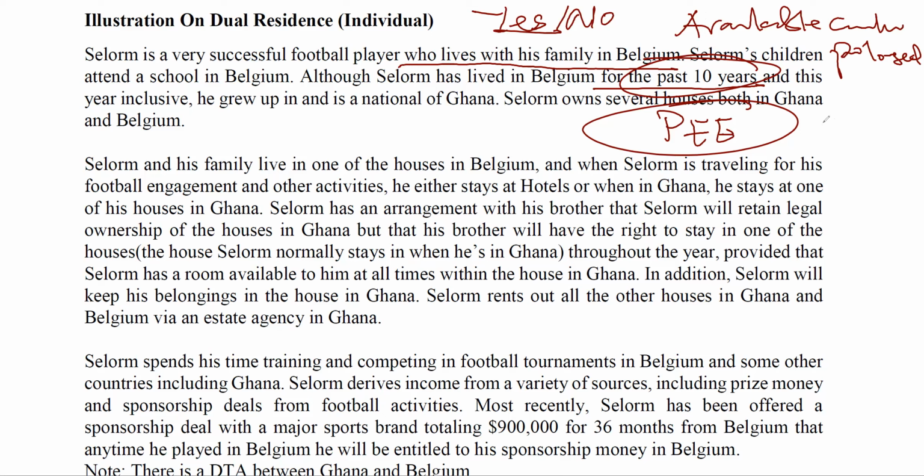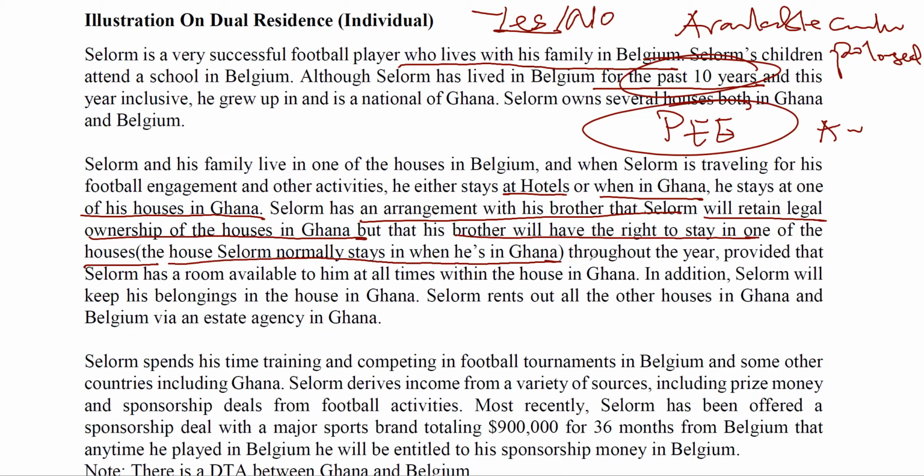A place available to him at all times. They said what? His family live in one of the houses in Belgium and he is traveling for football engagement. He stays at hotels, or when in Ghana, he stays at one of his houses in Ghana. And he has an arrangement with his brother that he will retain legal ownership of the houses in Ghana, but his brother will have the right to stay in one of the houses, the house that he normally stays in, when he's in Ghana throughout the year. So throughout the year, is it not a prolonged period?